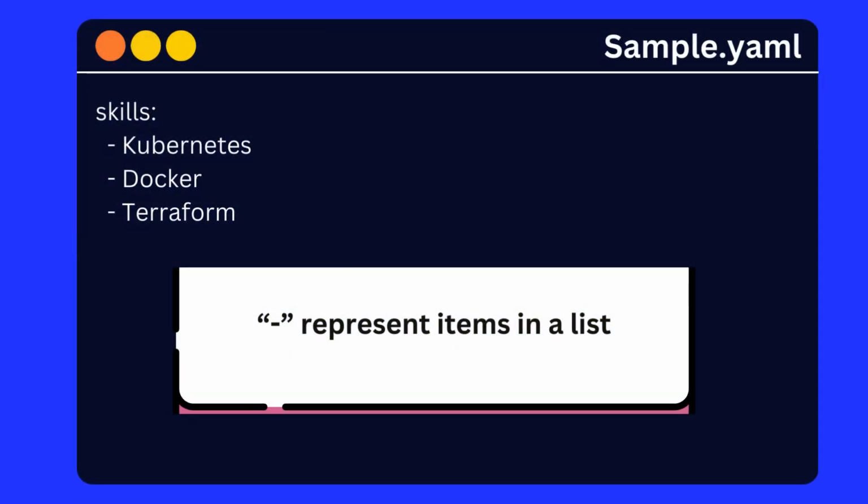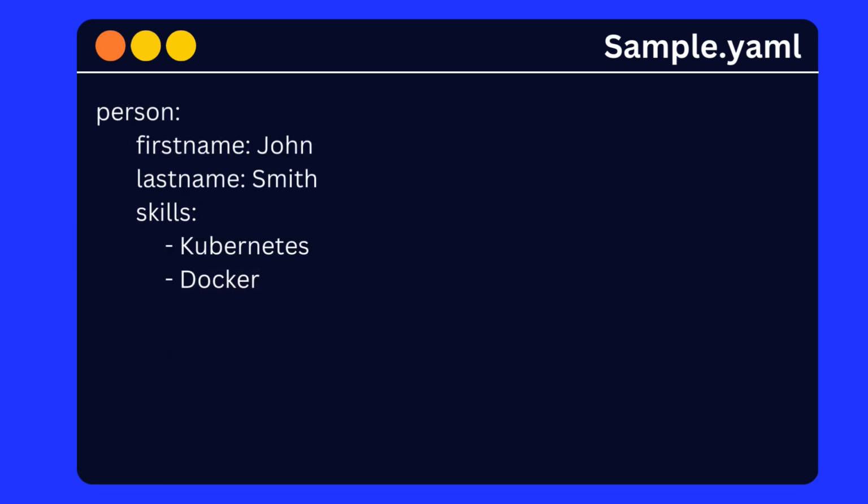Next, let's look at lists. YAML lists are super simple to write. We just have to define a key and then add values by adding a hyphen against each of them. For example, our key is skills and our values are Kubernetes, Docker, Terraform. The hyphens represent items in a list. YAML also allows for nested structures, which means you can have a list within a key value pair. So, for example, we have person, the first name, last name, then the skills, that is Kubernetes and Docker.